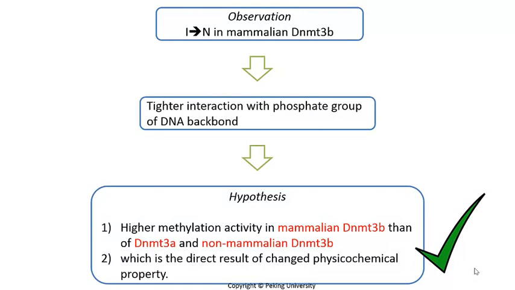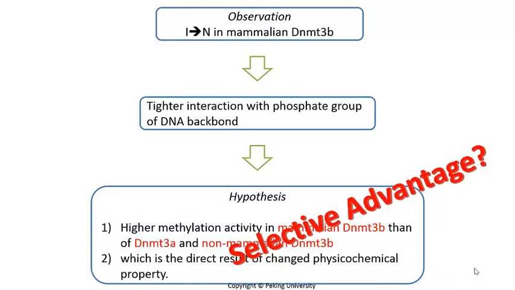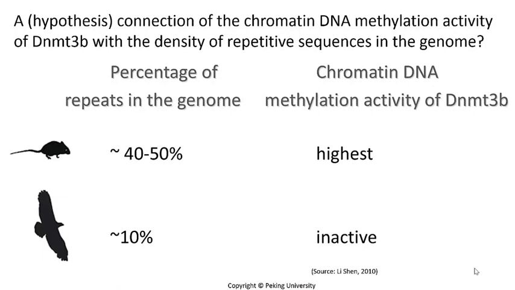So what's the selective advantage of the functional changes for evolution? Methylation is an important way to suppress transposons and other repetitive elements, and the density of repetitive elements in mammalian genomes has increased significantly compared with the prior. So do the changes in mammalian DNMT3B contribute to its suppression of repetitive elements such as transposons?